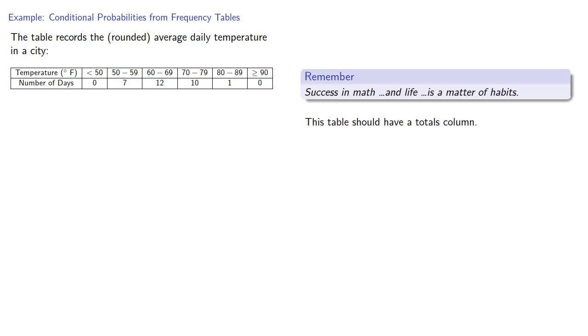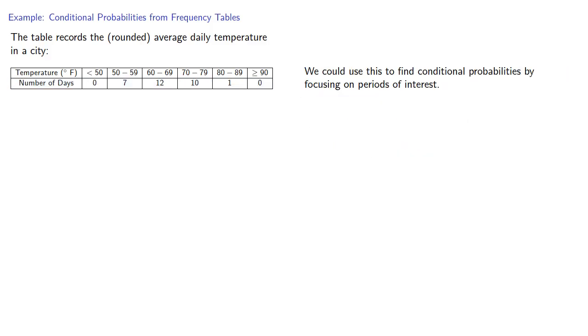This table should have a totals column, and so we find out the table covers a period of 30 days. We can use this to find conditional probabilities by focusing on periods of interest.